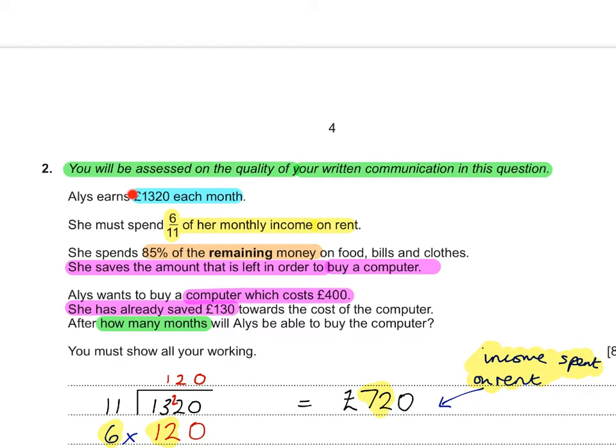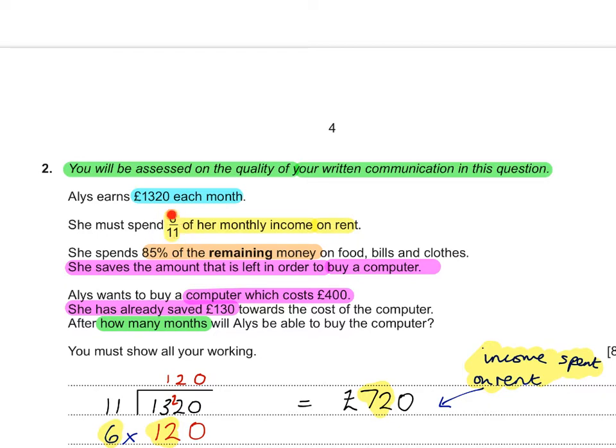So, Alice earns £1,320 per month. She must spend 6/11 of her monthly income on rent. She spends 85% of the remaining money on food, bills and clothes. She saves the amount that is left in order to buy a computer. She wants to buy a computer which costs £400. She already has saved £130 towards the cost of the computer. After how many months will Alice be able to buy the computer?